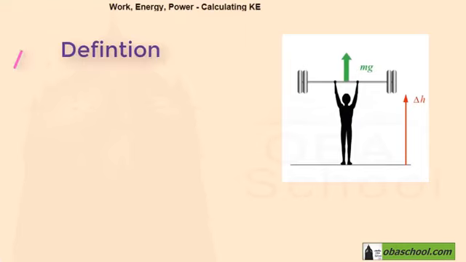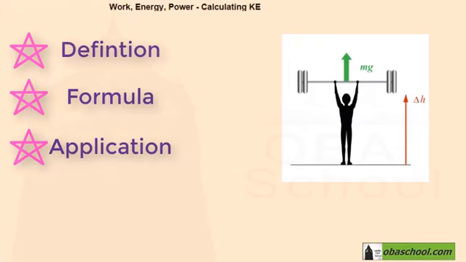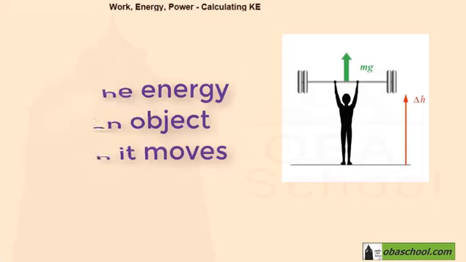In this interactivity, we will introduce kinetic energy while going over the following: its definition, its formula, and application. Kinetic energy is the energy associated with a moving object. The faster it's moving, the greater is its kinetic energy. When an object is static, however, meaning that it's not moving at all, its kinetic energy is zero.